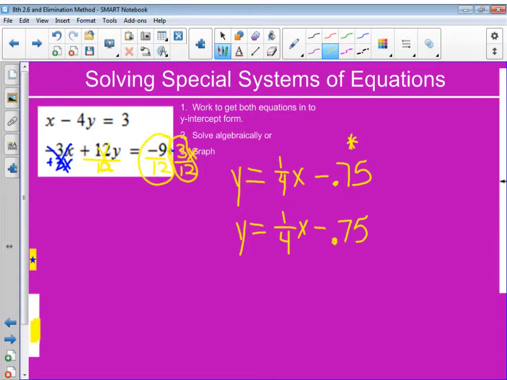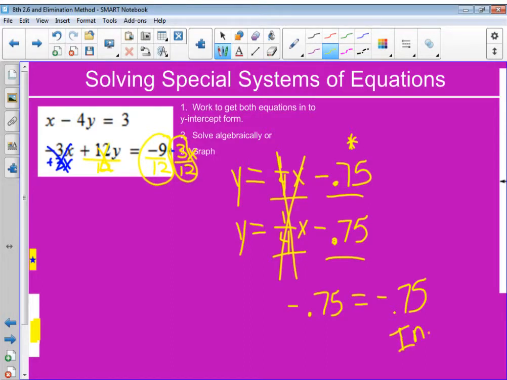Okay, so when I look at these, my x's are the same. My y's are the same. What do I have when I end up algebraically with negative 0.75 is equal to negative 0.75? They're the same. That would be an infinite solution. That's where we would end up with both of our lines in the same spot.